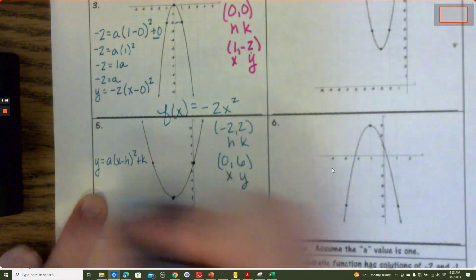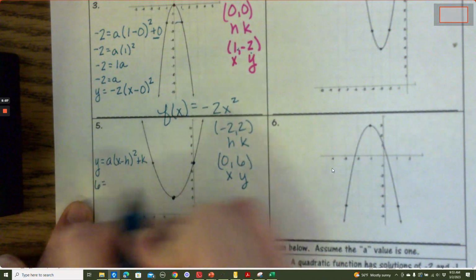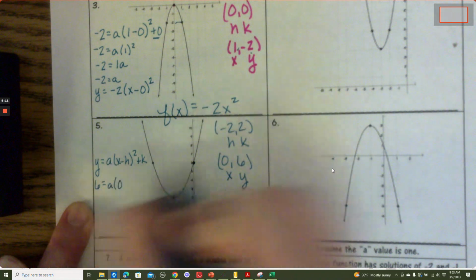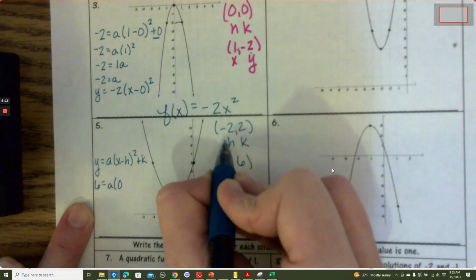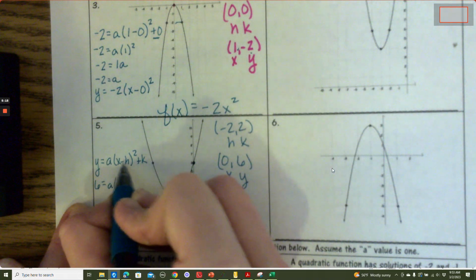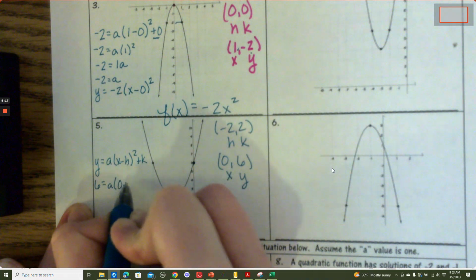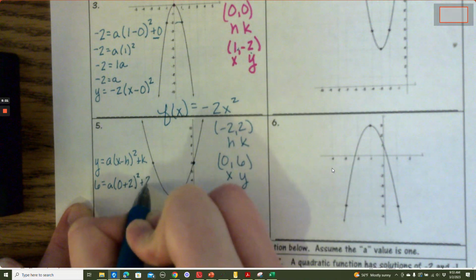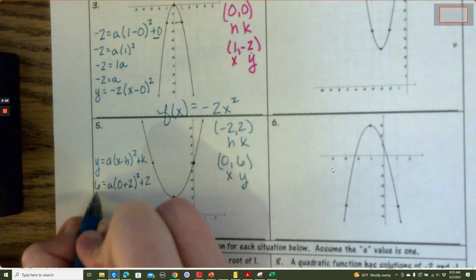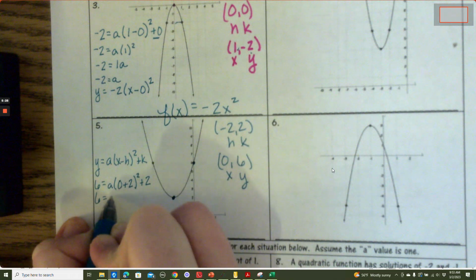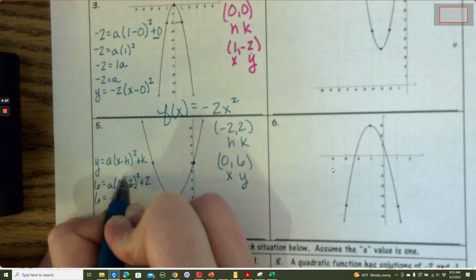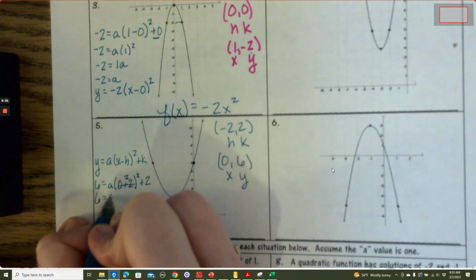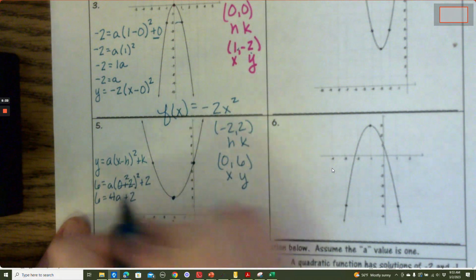All right, y is a 6. A is what I'm looking for. X is a 0. H is a negative 2. So remember, since it's minus a negative, it would be plus 2. And then k is a positive 2. All right. 0 plus 2 is a 2. What's 2 squared? 4. So I got 4a plus 2.